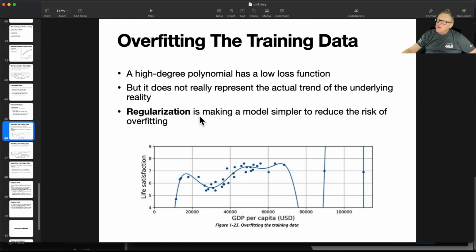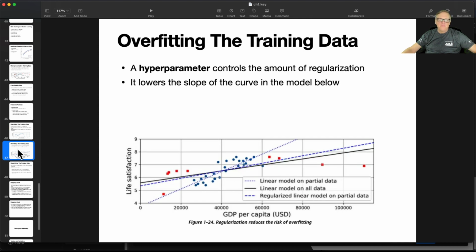So regularization is the process of making the model simpler to reduce this risk, forcing it to use, say, only low-degree polynomials that won't have so many extreme variations. And there are hyperparameters available to make this adjustment, how much you want to smooth it. Here, the hyperparameter would just lower the slope. So you could fit it with a model here, but you force a hyperparameter saying, I want a lower slope, and that would be more representative of all the data here.